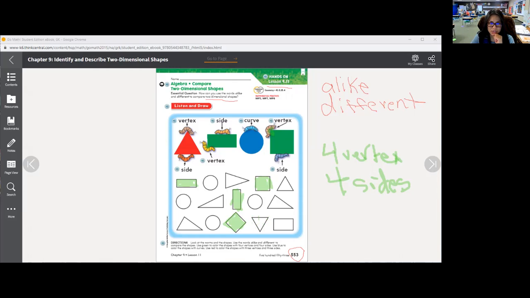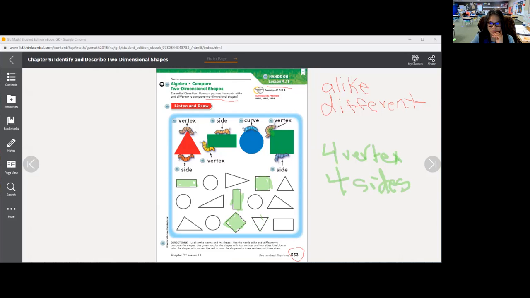It's important to count each side by making a little line on each side that's straight. See how I'm counting? I'm making a mark on each line that's straight. And then every vertex gets a little circle. And then that way you can count them and say, okay, is it or is it not? 1, 2, 3 sides? Nope. 1, 2, 3 vertex? No. So that one is not.